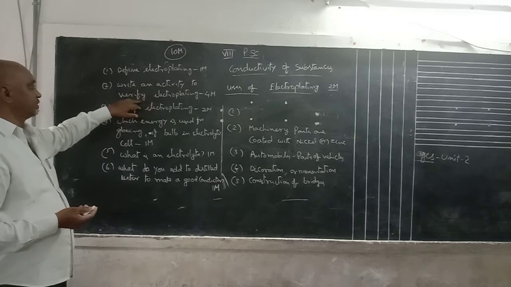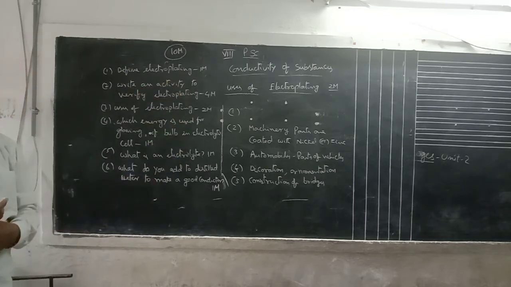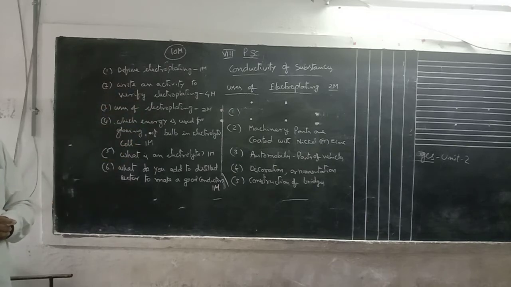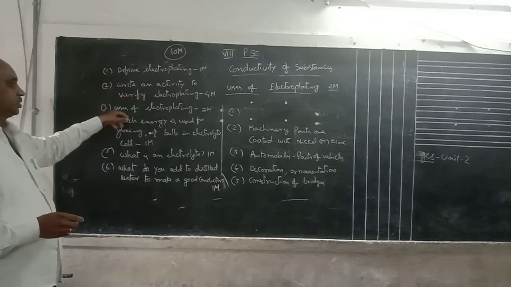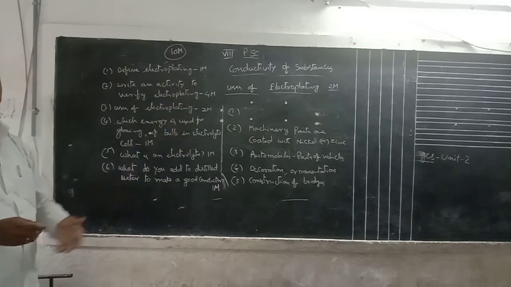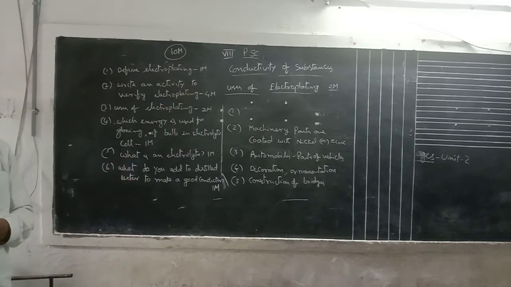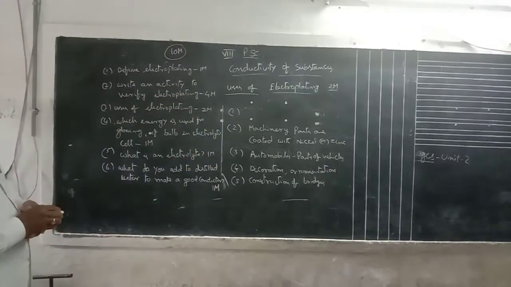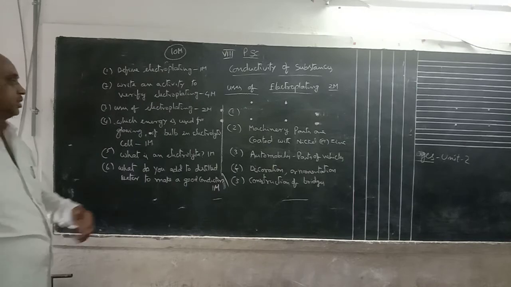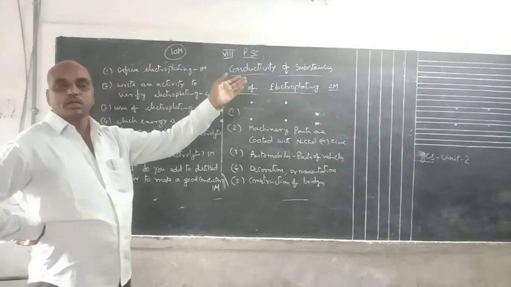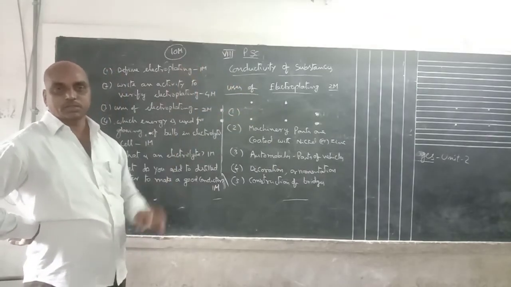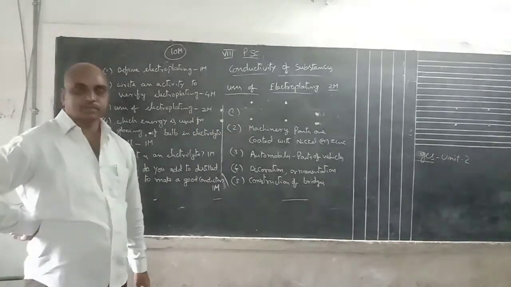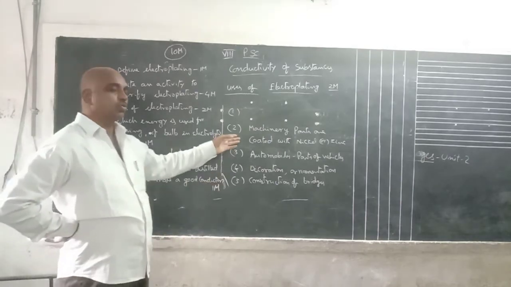Write an activity to verify electroplating: the activity I explained a few minutes back, you can write that. Next, uses of electroplating: write any 2 uses, depending upon the question. Sometimes this question is given 4 marks, so you must take four important uses. The first use is that costlier metals are coated on cheap particles. Second, various machinery parts are coated with nickel or zinc to avoid corrosion.